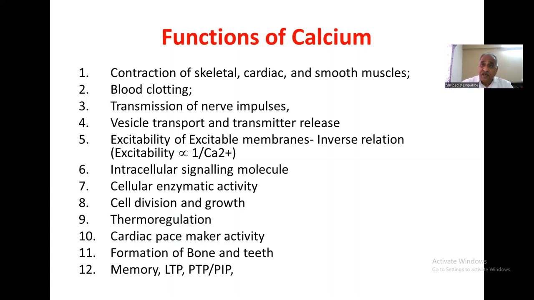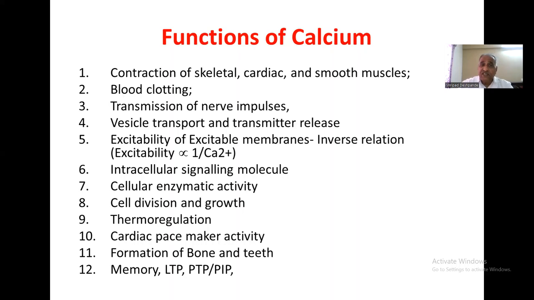Calcium is essential for nerve transmission, wherein because of the depolarization, the voltage-dependent calcium channels open, calcium enters the cells, and that activates the vesicle-associated membrane proteins. That results in vesicle docking and the exocytosis of the vesicle. So in the entire nerve transmission process, with synaptotagmin and synaptobrevins, for that entire docking and release mechanism, calcium is required. Then for the vesicle transport and the transmitter release, calcium is required, as I was mentioning.